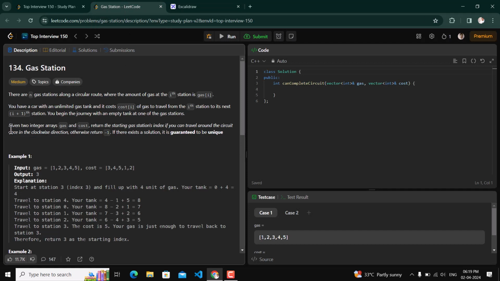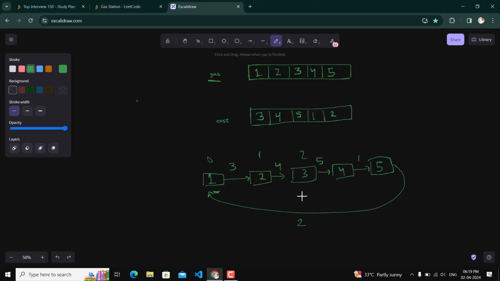Now what we have to find out: given two integer arrays gas and cost, return the starting gas station index if you can traverse around the circuit once in a clockwise direction. So we have to return a particular index from where we can traverse all the gas stations in a clockwise direction. If we choose a point like the second index, from here we should be able to travel all the gas stations along the path and come back to the initial position. Then our answer will be the second index.